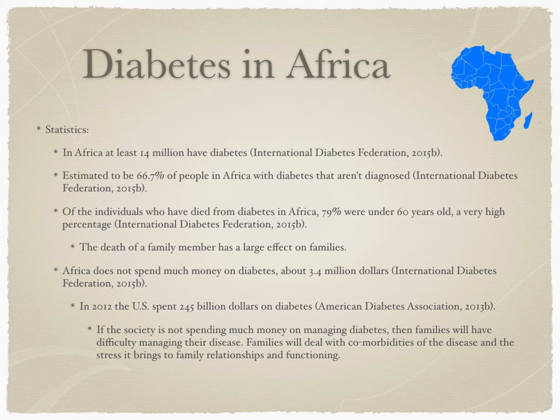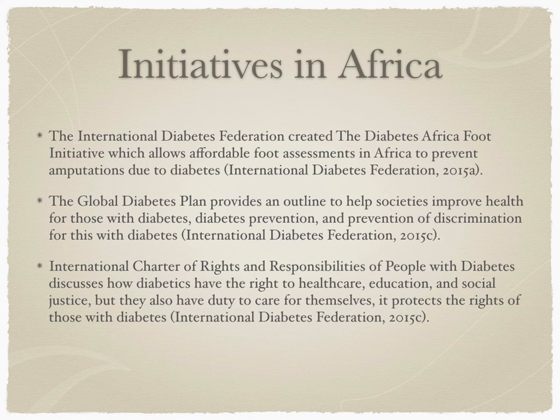And then Africa does not spend as much money on diabetes as the United States does. Africa spends about $3.4 million, and in 2012, the U.S. spent $245 billion on diabetes. So if a society is not spending as much money on managing diabetes, then families will have difficulty managing their disease because they don't have the resources to manage it. Families will deal with comorbidities of the disease and stress it brings to family relationships and functioning.